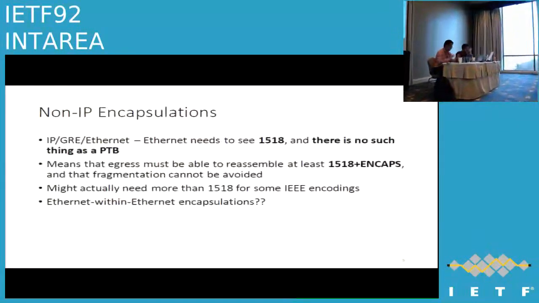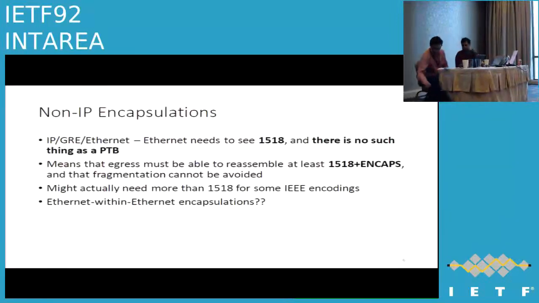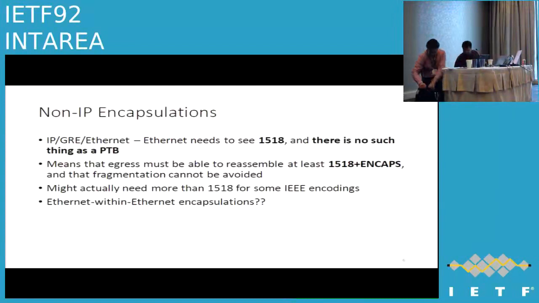So for non-IP encapsulations, we might have, for example, IP-GRE Ethernet encapsulation where Ethernet needs to see 1518 bytes. And there is no such thing as a packet too big message in that environment. So that means that the egress must be able to reassemble at least 1518 plus encapsulation, and that fragmentation can't be avoided in all cases. We might also actually need sizes larger than 1518 for some IEEE encodings. Ethernet within Ethernet encapsulations is another gray area.